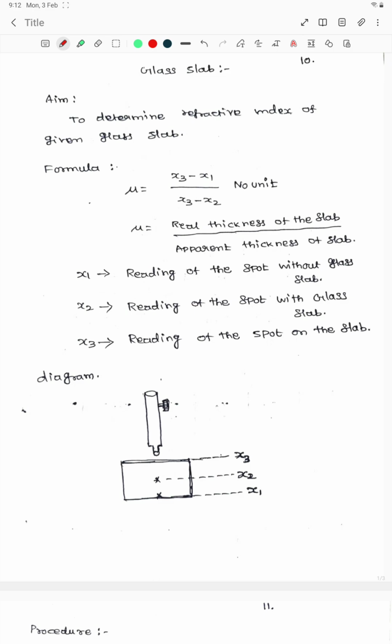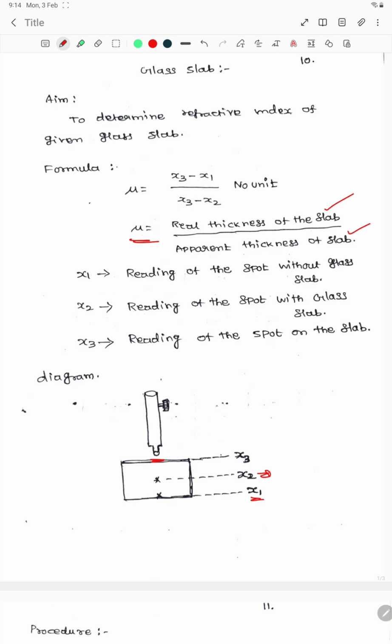The formula that we are going to use is: refractive index is equal to real thickness divided by apparent thickness of the slab. As you can see from the diagram, first we measure the reading x1. We place the lycopodium powder here, and directly using the traveling microscope we measure the reading x1. Then you place the glass slab on top of it, view through the traveling microscope, and measure the reading x2. That will be the apparent image that you view from the traveling microscope.